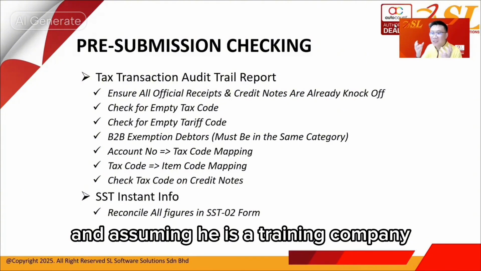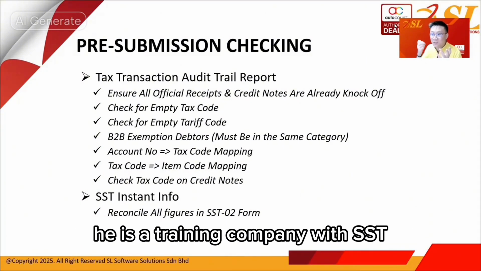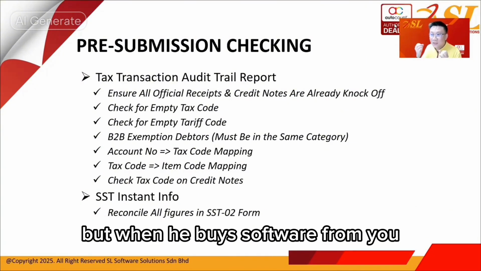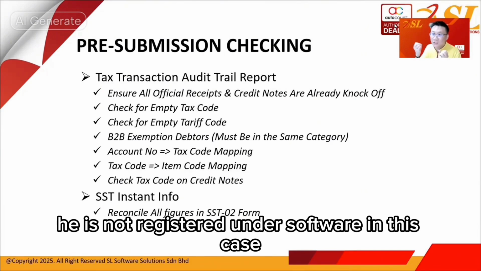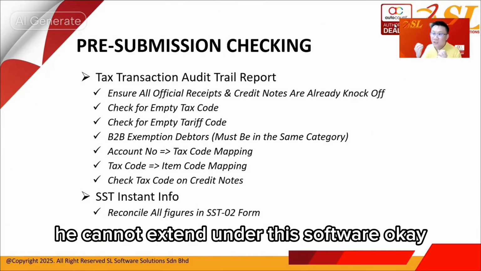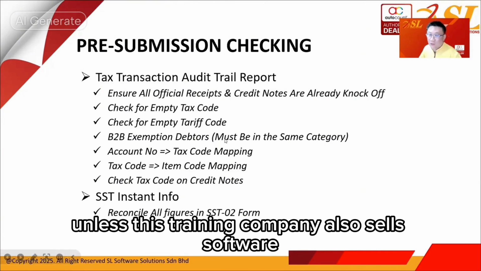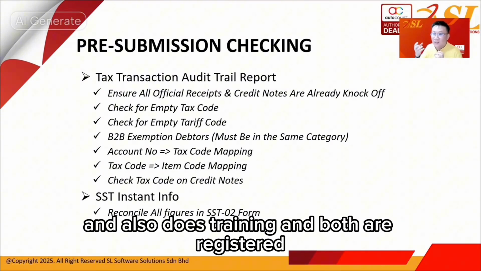Assuming he is a trading company and he buys software from you, he is a trading company with SST. But when he buys software from you, he's not registered under software. In this case, he cannot extend under this software, okay? So this SST, unless this training company also sells software and also does training, and both are registered.